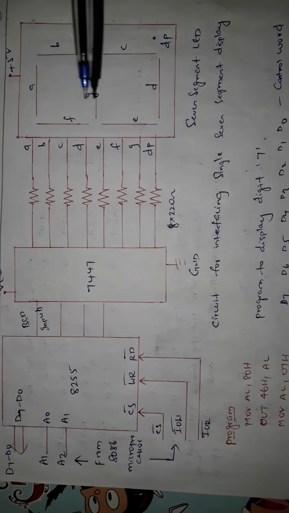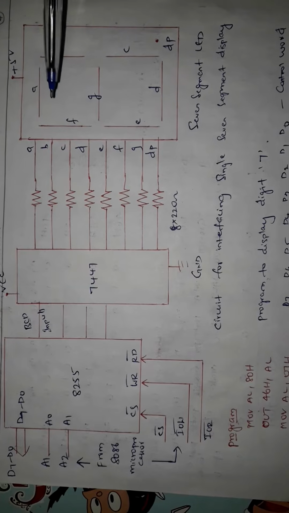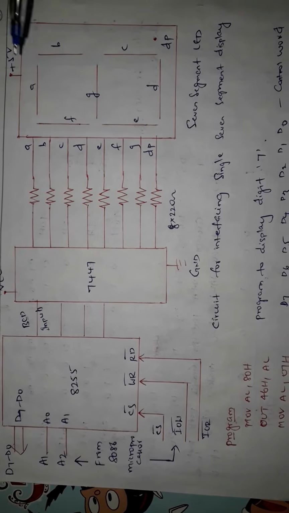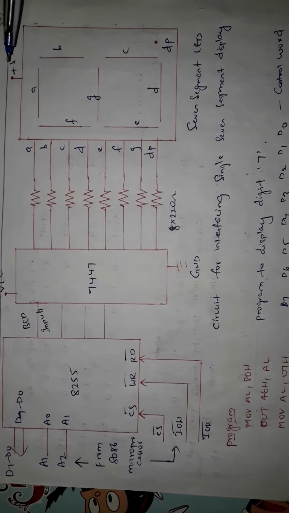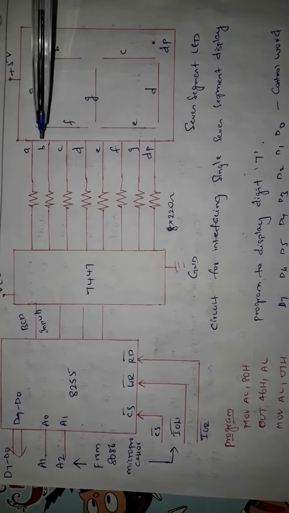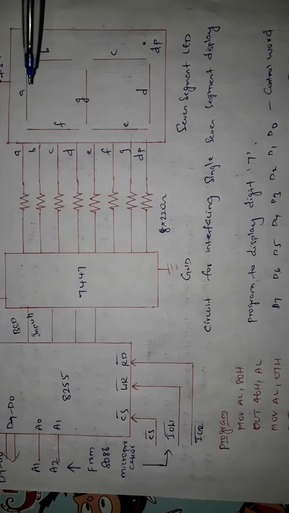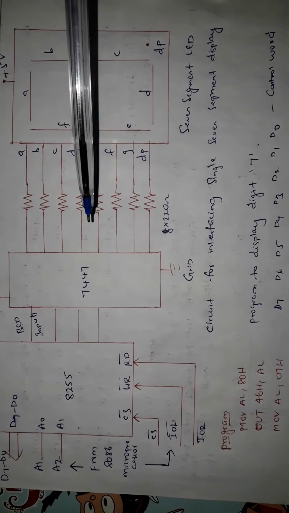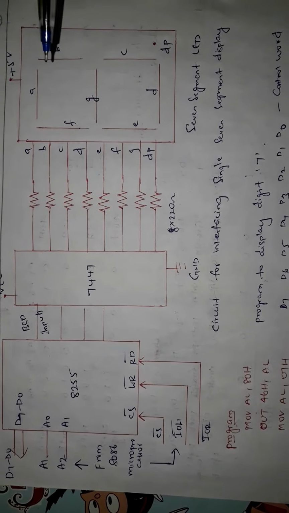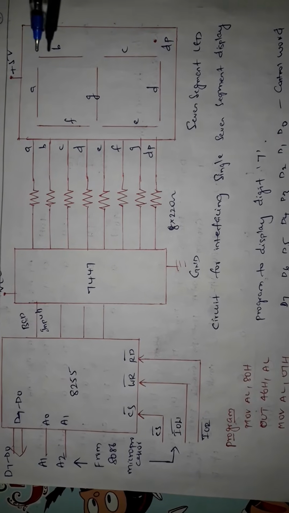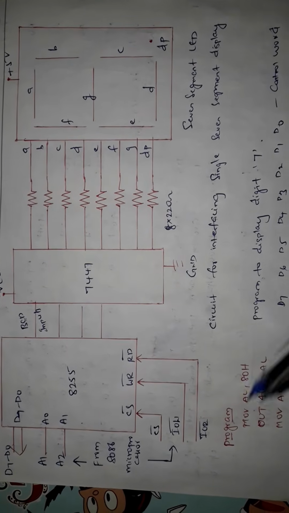This 7447 IC generally drives a common anode configuration. So the 7 segment LED is also configured in common anode configuration. That is, the anode terminals of the segments are connected to +5 volts, and logic 0 needs to be applied to the inputs. Whenever logic 0 is applied at the input terminals, the corresponding LED glows. So the 7447 drives common anode configuration, and the 7 segment LED is also configured in the common anode configuration. This is how we can interface one 7 segment LED to the 8255.